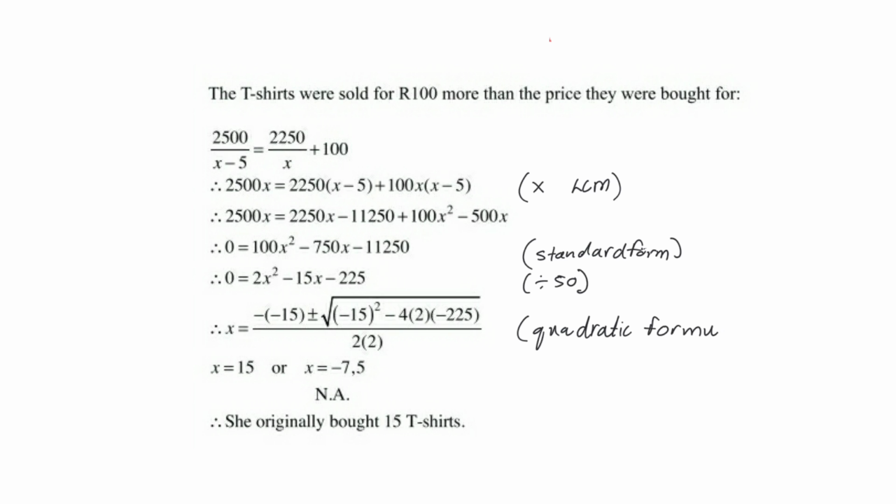And then we got two answers. X is equal to negative 7.5, which is not applicable. So you get two answers and you choose the applicable one. You can't get a negative number of t-shirts, so she originally bought 15 t-shirts.